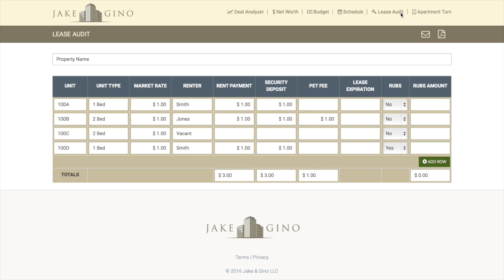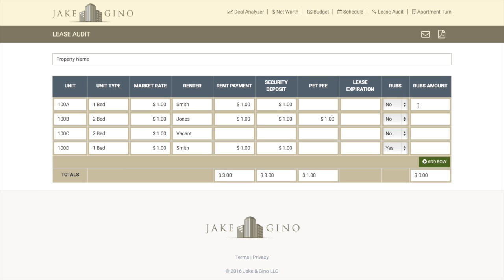The next one is a lease audit. Now, I know a lot of you guys out there are going, oh, lease audits. This is vital when you're doing your due diligence. You want to know exactly what leases you are going to be getting when you buy this property. So you want to write them all down: unit numbers, the type, what the market is, what's going on in the market, the name of the renter, how much he's paying, security deposit, any pet fees, when the lease expires, and if there's any ratio utility billing, if you're billing back the tenant for any utility expense.